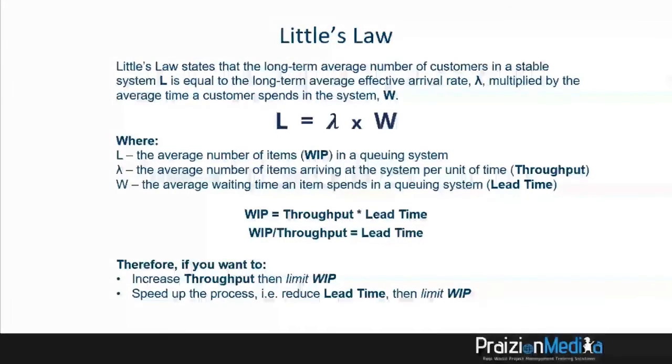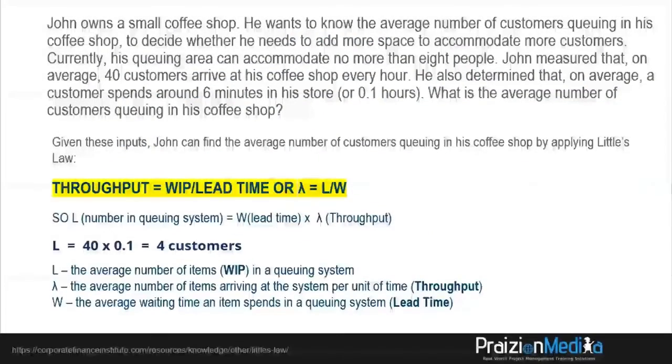But let's take a look at a bare bones example. John owns a small coffee shop. He wants to know the average number of customers queuing in his coffee shop to decide whether he needs to add more space to accommodate more customers. Currently, his queuing area can accommodate no more than 8 people. John has measured that on average, 40 customers arrive at his coffee shop every hour. He's also determined that on average, a customer spends around 6 minutes in his store, or 0.1 hours. What is the average number of customers queuing in his coffee shop?